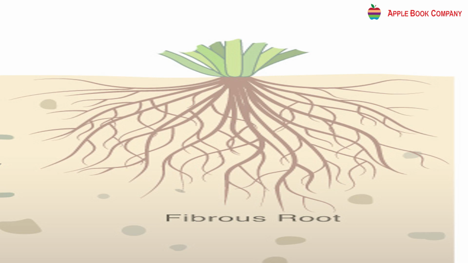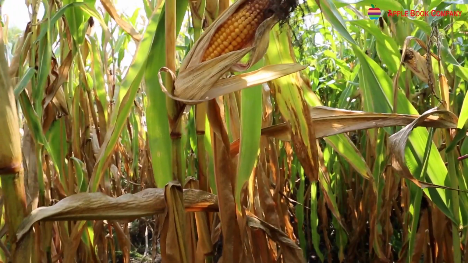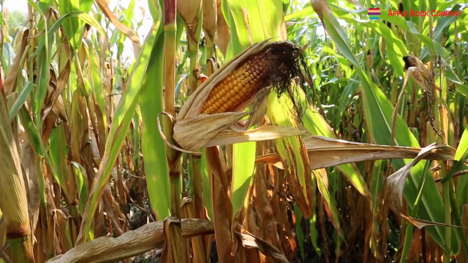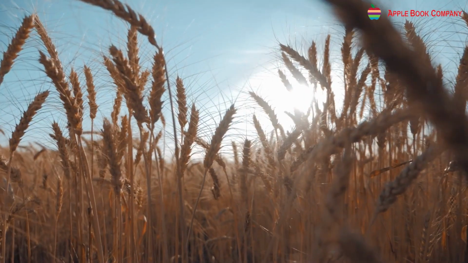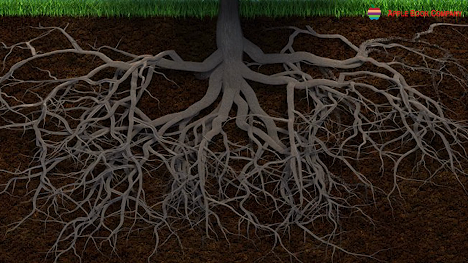Fibrous roots appear like a cluster of secondary roots. No main root is visible. Fibrous roots are seen in plants like maize, grass, wheat, etc. The functions of the root are as follows. Roots help to fix the plant firmly to the ground.